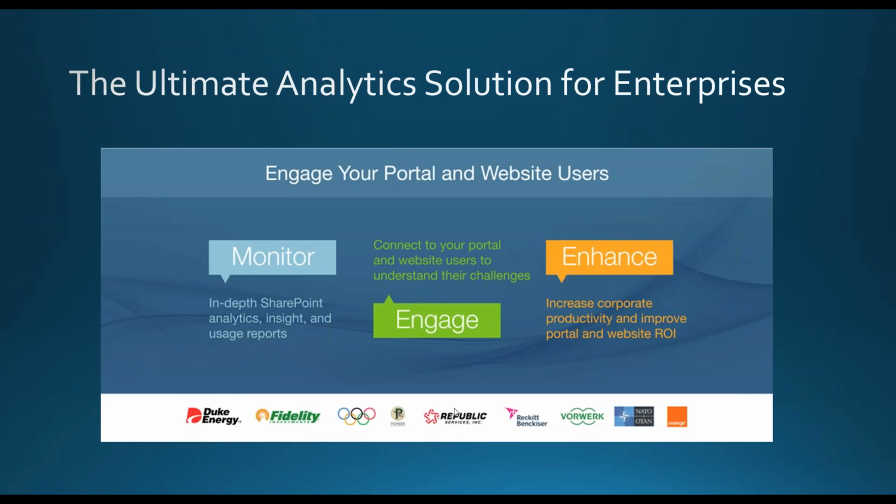Our goal is to help our customers constantly improve SharePoint based on how it's being used. So there are three main pillars that we talk to our customers about. The first is monitor, which is tracking the usage within SharePoint. The second is engaging users, so asking them what their needs are, what their pain points are, and what's not working for them. And then finally, the most important pillar is enhance. So we want to make sure that we're constantly improving SharePoint based on these three pillars. And the idea is to have actionable metrics, which allow us to constantly make SharePoint better for our users.